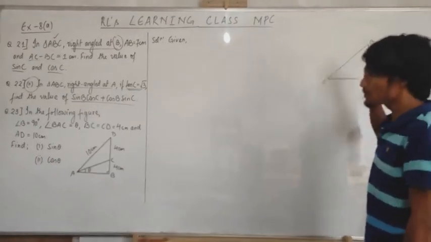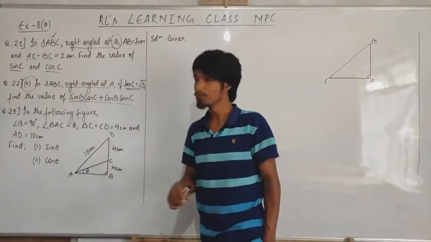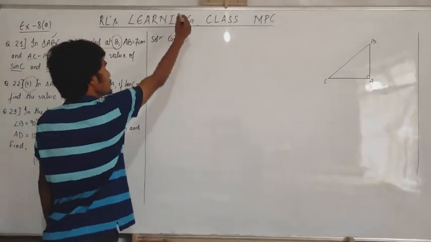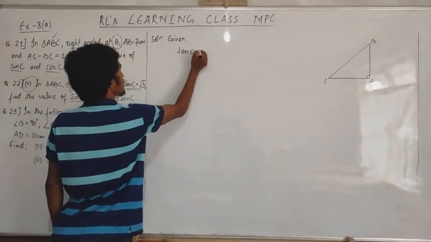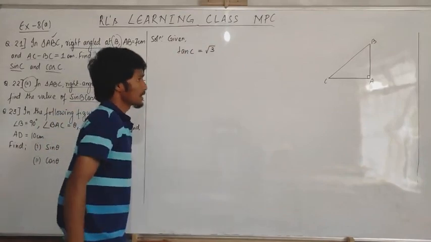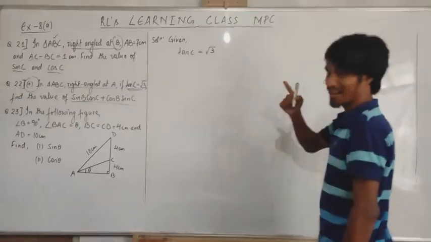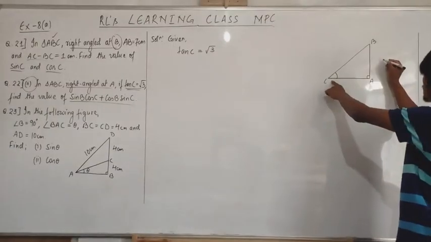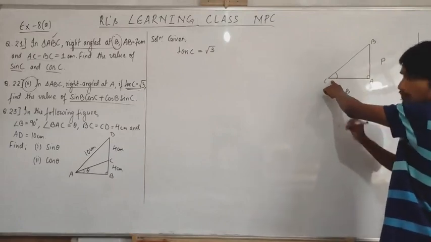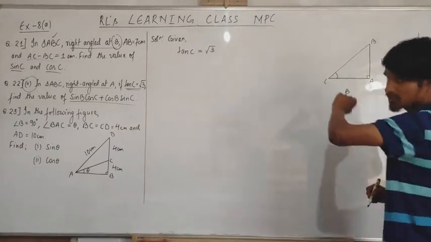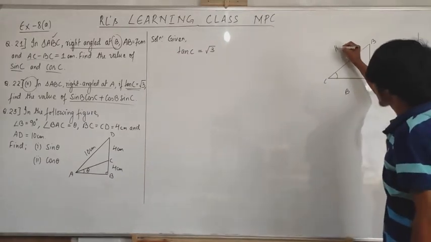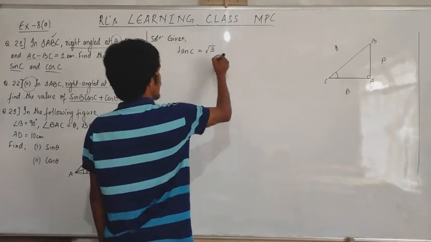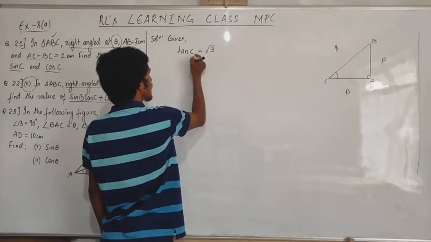But this A we cannot change because according to this question, the right angle is at A. Then they give tan C is equal to root 3. Given tan C is equal to root 3. Now for tan C, with this angle, the opposite side will be the perpendicular and this will be the base according to tan C. This one we cannot change because this is opposite to 90 degrees, the hypotenuse. Then I can write tan C is equal to root 3.